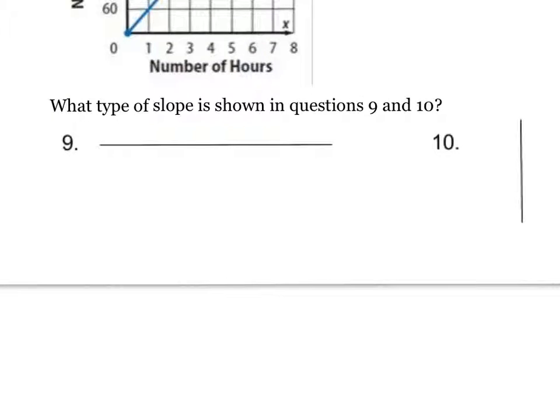Last 2 questions. What type of slope is shown in questions 9 and questions 10? Okay. On question number 9, it looks like that you have a horizontal line. Now, horizontal is not a type of slope, but horizontal tells you something. What type of slope? I mean, think about it like this. Are you going up any? No, you're just going side to side. So you're going up 0, but over like whatever you want.